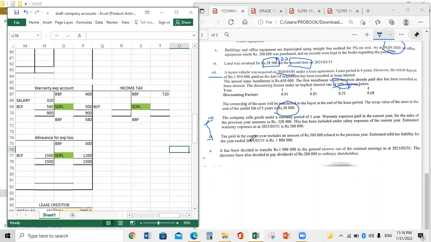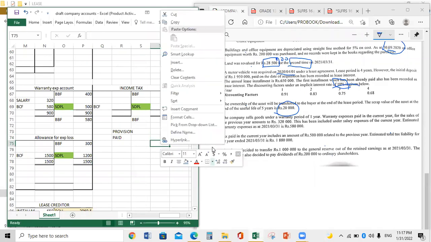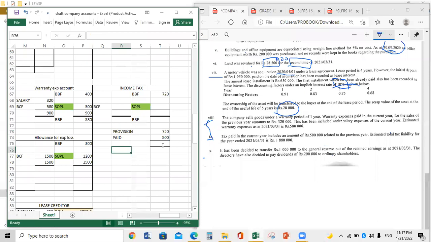That means it is payable. Now for the last year, how much did they pay? There is a payable of 720, but how much did you pay? There is a provision of 720, but the amount paid for the last year is only 500. So guys, is it an over provision or an under provision? Think of an answer.